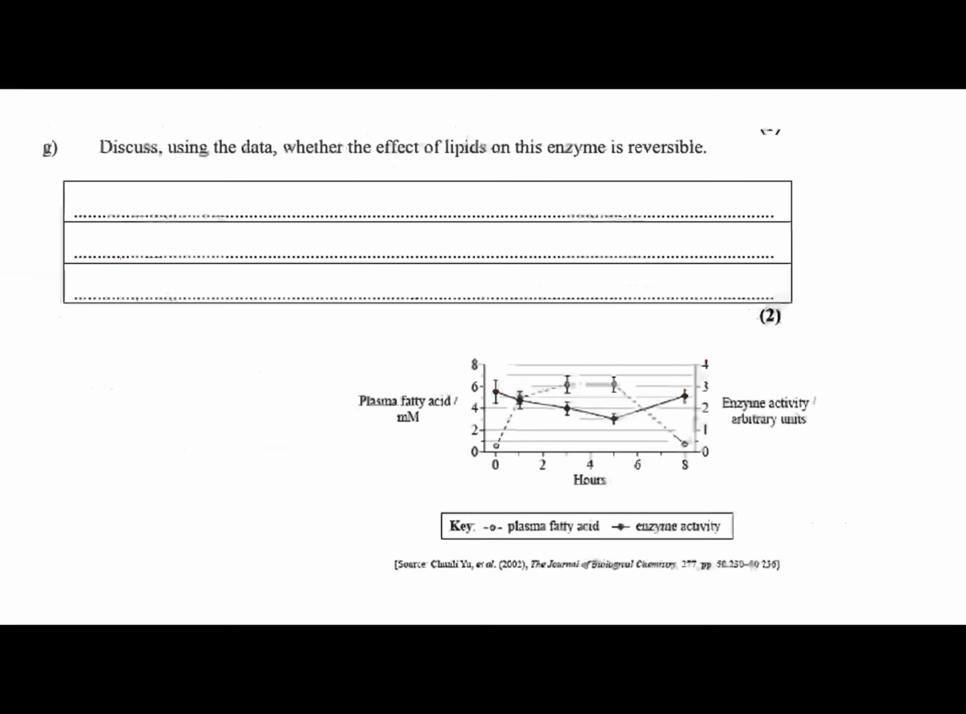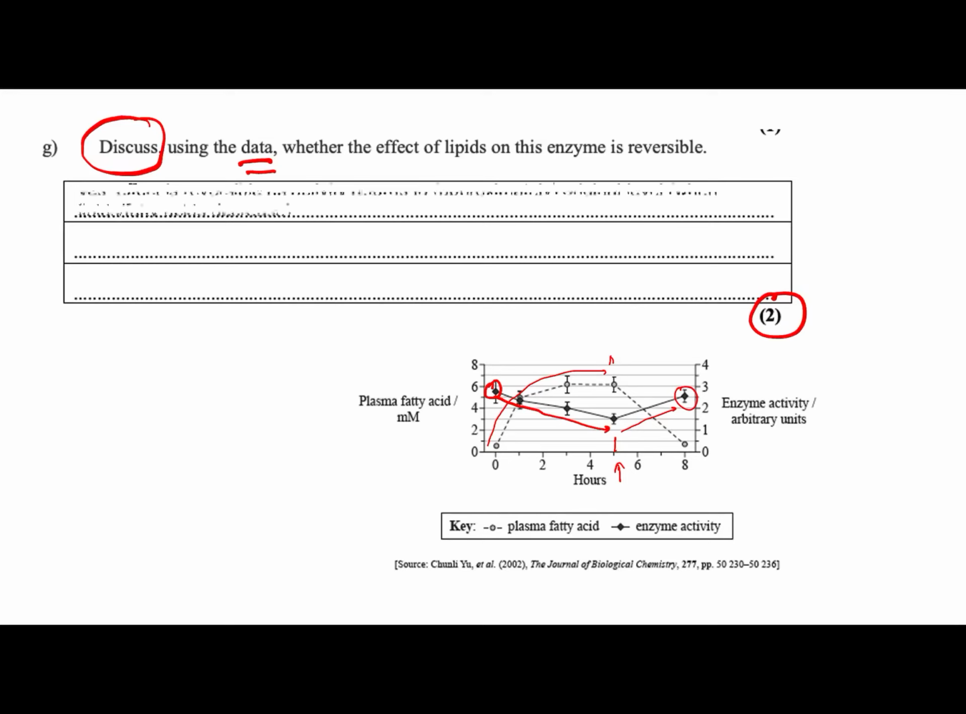Now, using the data, whether the effect of lipid on this enzyme is reversible, we are going to discuss. It's a 2-mark question. Use the data. So you can use the data from here: over the 5 hours, when the plasma fatty acids were increasing, the enzyme activity was decreasing. But after that, it comes back, it increased. So it means it is reversible. You can give the data, you can talk about the initial reading and the final reading to support your discussion. So yes, it is reversible as activity returns to the original level.